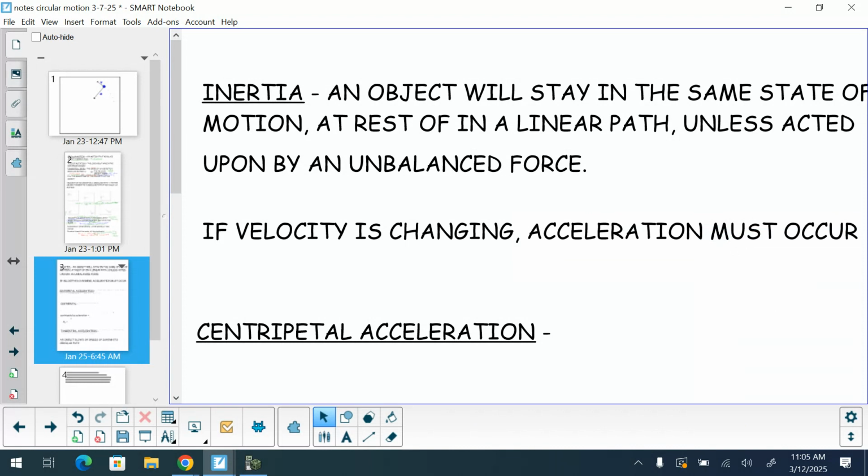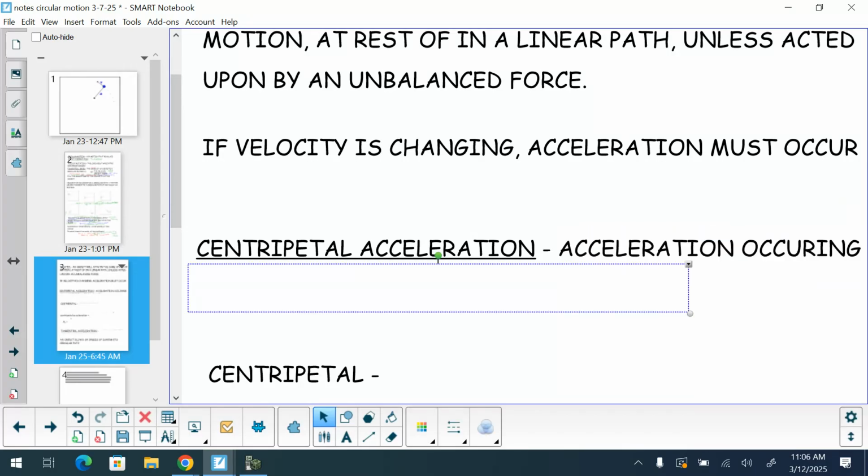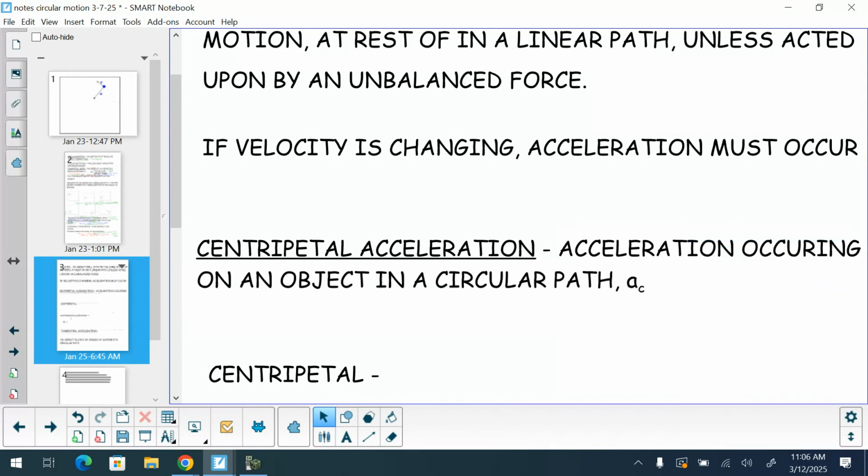If velocity is changing, acceleration must occur. Which leads us into the next idea, what is called centripetal acceleration. A centripetal acceleration is acceleration occurring on an object in a circular path.